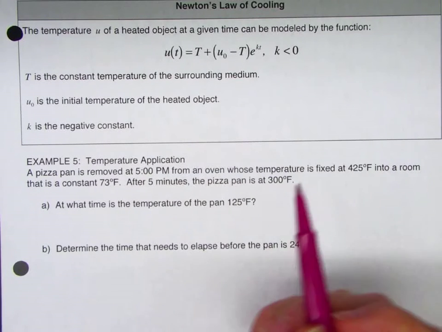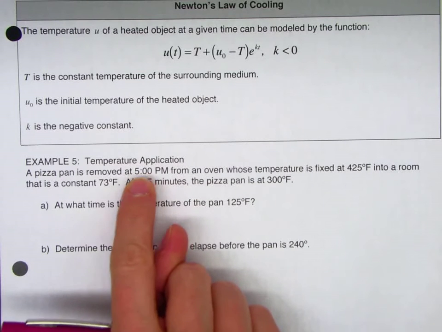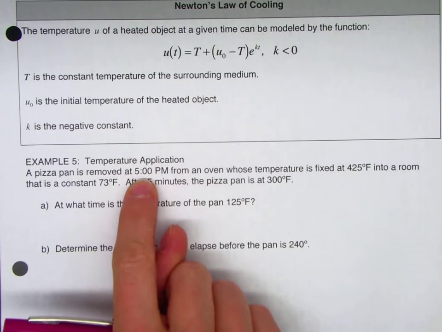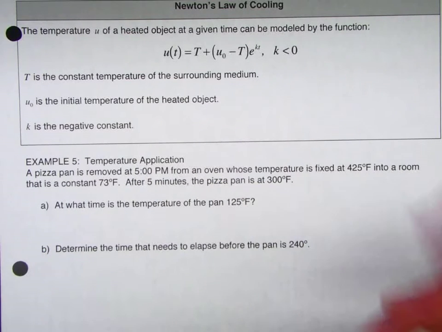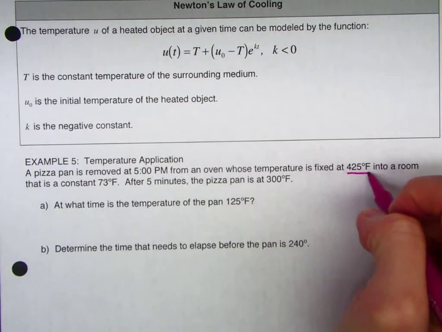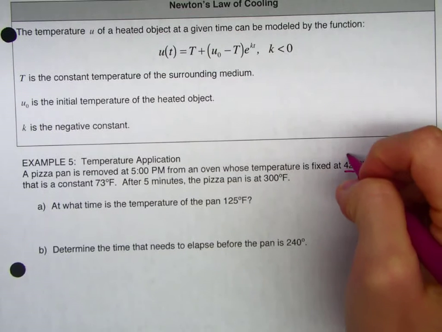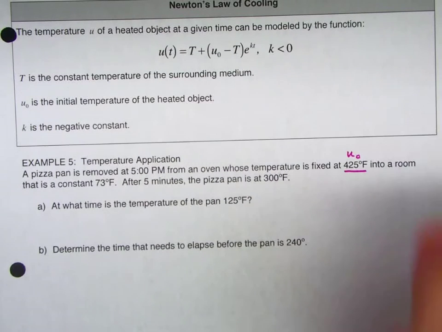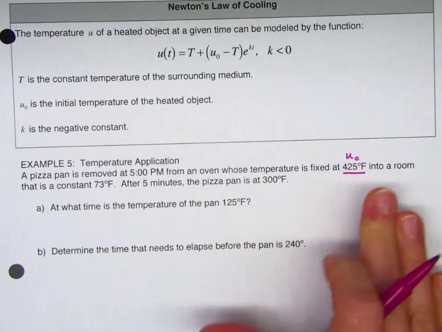All right, so here's what we have. We have our time is at 5 p.m. Okay, so this is we're going to use in our final answer at some point. So we're going to leave that alone for a while. But we have the oven whose temperature is fixed at 425 degrees Fahrenheit. Well, if you have a pan sitting in the oven at 425 degrees Fahrenheit, guess how hot the pan is. 425 degrees Fahrenheit. So this is your original temperature of the object. All right, it's going to be in whatever source it's being heated up to. Okay, so we have that first.